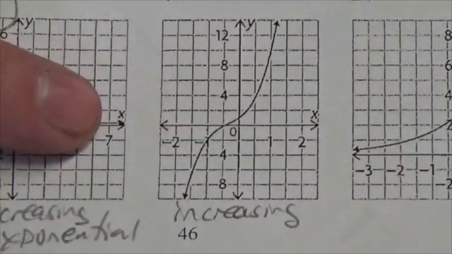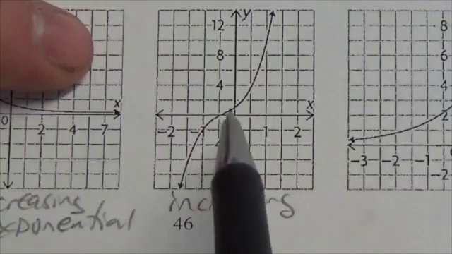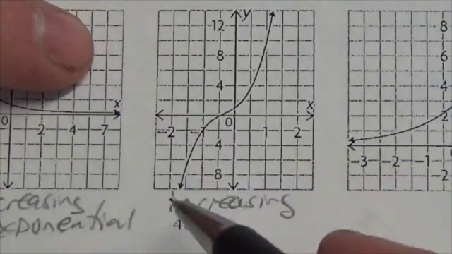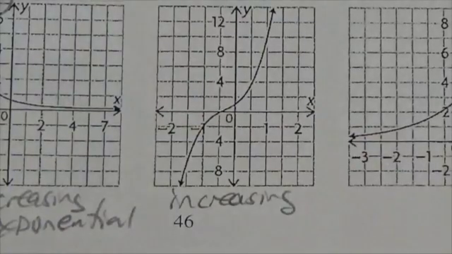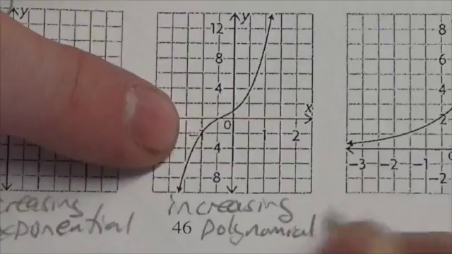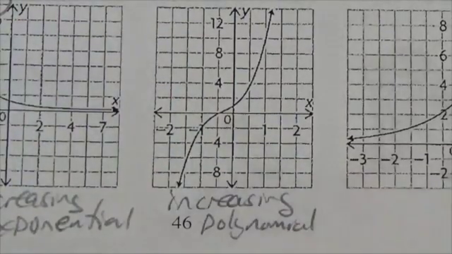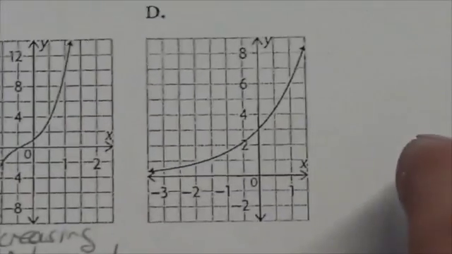So this is increasing. And it's definitely not exponential because, look, we've got an x-intercept. We've got a part of the range that's negative. That is not exponential. In fact, this is a polynomial, and more specifically, it looks to me like a special type of cubic. Let's move on to the next one.